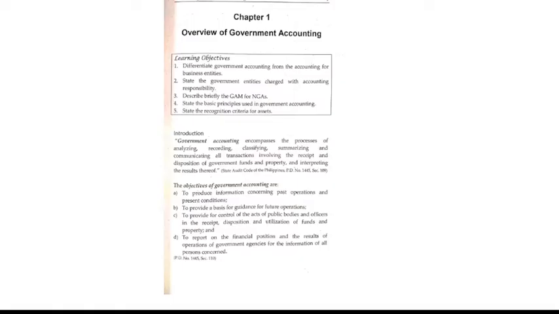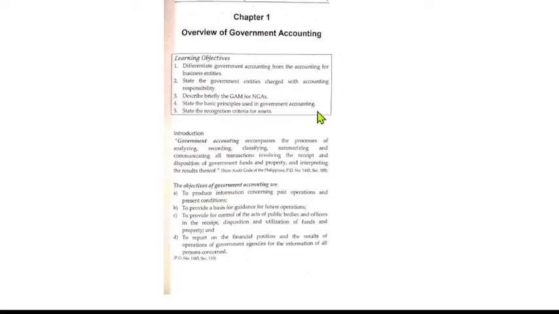Chapter 1 or Module 1 is the overview of government accounting. At the end of the module, we will be able to differentiate government accounting from the accounting for business entities. We state the government entities charged with accounting responsibility. We describe briefly GAM for NGAs. GAM is Government Accounting Manual for national government agencies. State the basic principles used in government accounting and state the recognition criteria for assets.